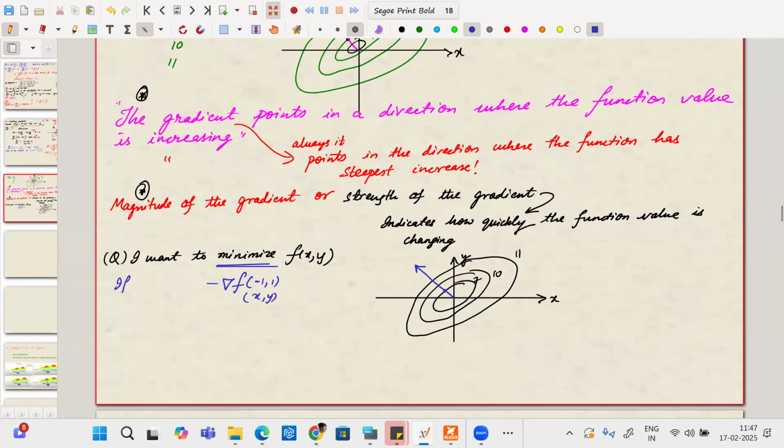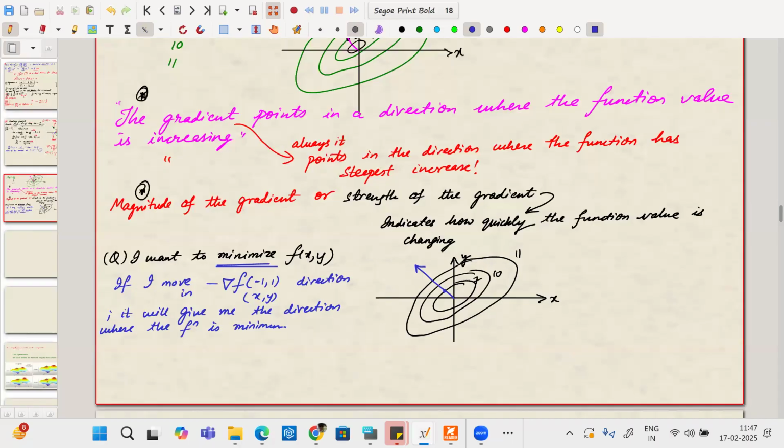So if I move in this direction, it will give me the direction where the function is minimum. I hope it is okay to you. So if you want to minimize the function, which direction do you have to go? Which direction should you go? Yeah, negative of the gradient, or opposite to the gradient direction.